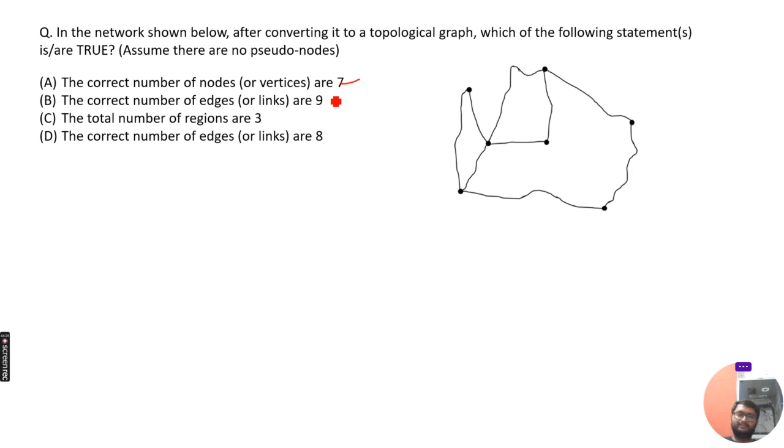Edge. So we'll, yeah, also correct. We'll make this topology like it will be straight lines. So 1, 2, 3, 4, 5, 6, 7, 8, and 9. So this is also right.